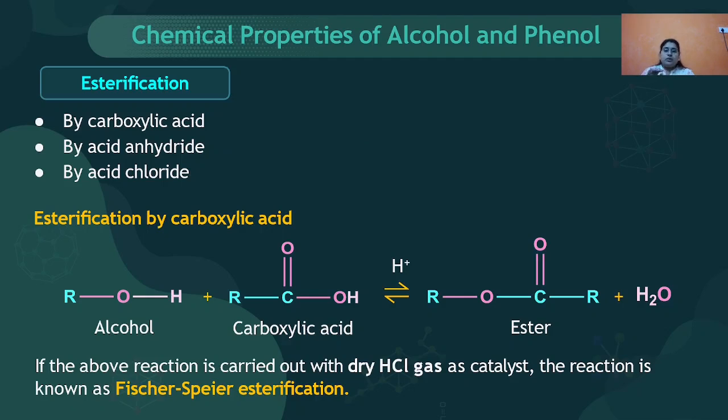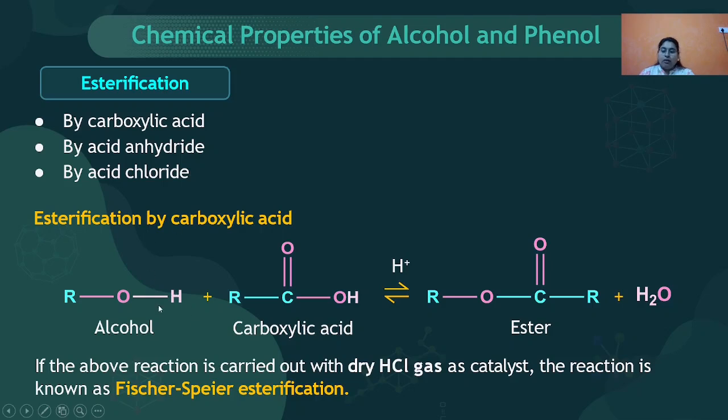People have to keep in mind that whenever esterification is taking place, ester will be formed. Along with that, water will also be formed as a byproduct. So this is how an esterification reaction proceeds. The formation of ester always takes place along with the formation of water. So this is how the esterification proceeds and the products are formed.